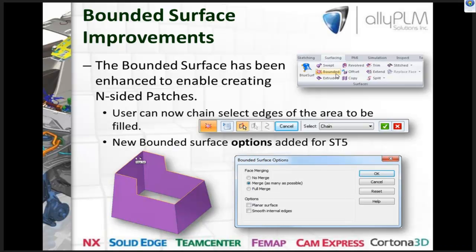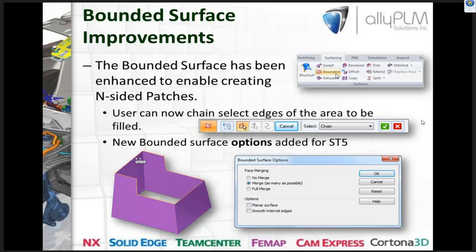All right, now we'll talk about bounded surfaces a little bit. The bounded surface command has been enhanced to enable creating n-sided patches. The user can now chain select edges of the area to be filled also. Before you had to do single select and select each edge. Now you can do chain and it'll select all the edges for you.